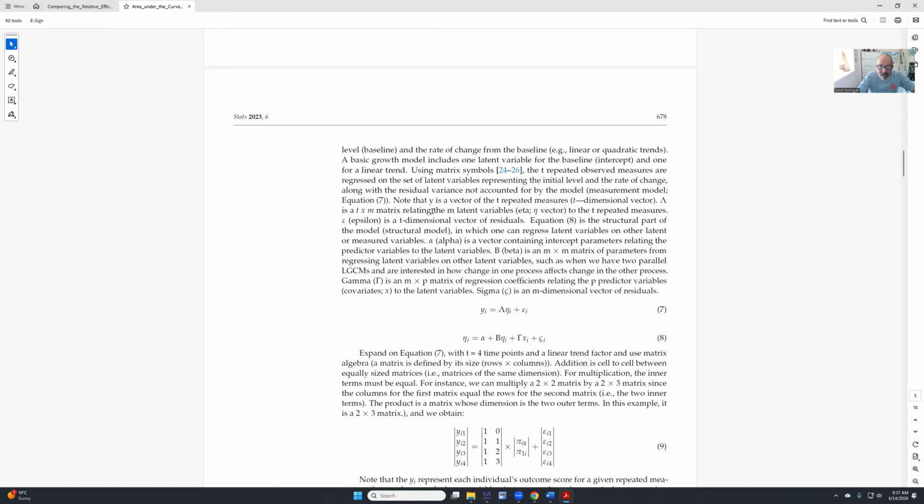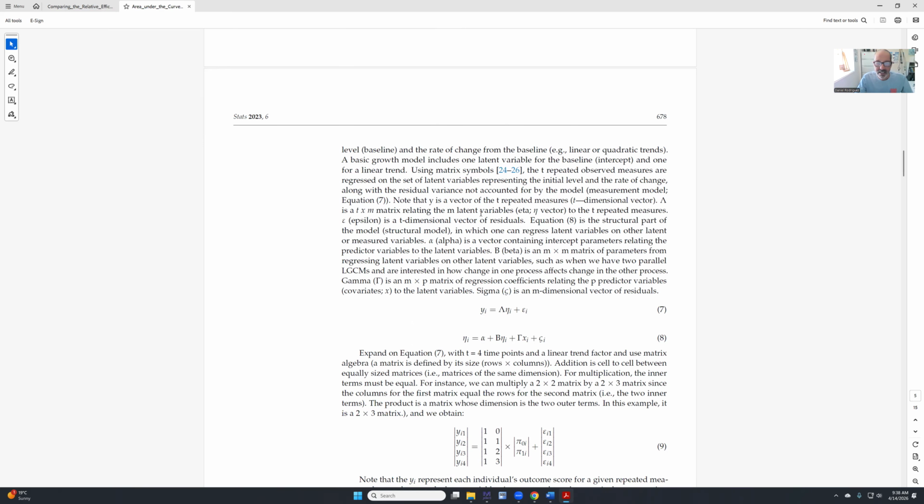First of all, the y sub i is a vector. It's a t-dimensional vector, because there are 1, 2, 3, 4 time points, so its dimension is 4. It's 4 by 1. And lambda is a t by m matrix relating the m latent variables. So in this case it would be 4 by 2, because there are four variables, 1, 2, 3, 4, and two latent variables, an intercept and a trend latent variable. So it's a 4 by 2 matrix. Where was I? Where did I leave off here? Yeah, here it is.